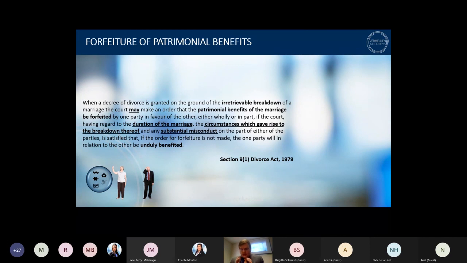Well, yes, that's the default position. But every default position has exceptions. Out of community of property, no sharing. Well, it's the default position. It's not necessarily in all circumstances. Section 9.1 finds itself in this realm, and this is of the Divorce Act.